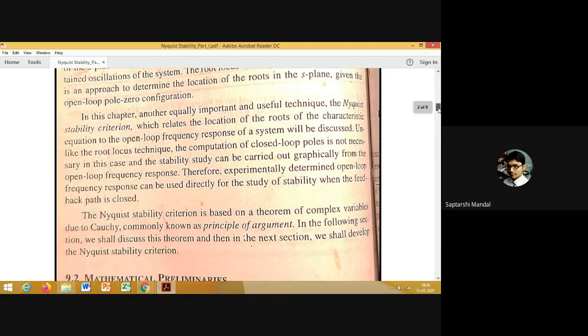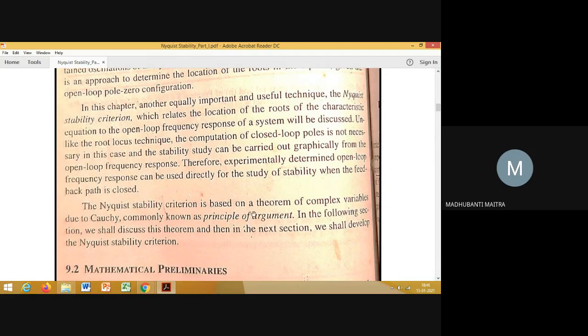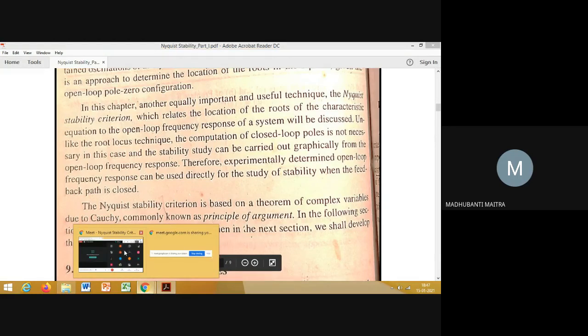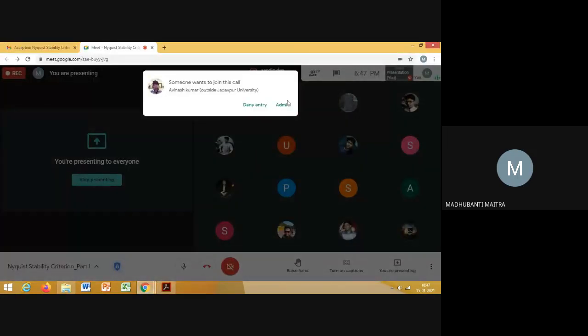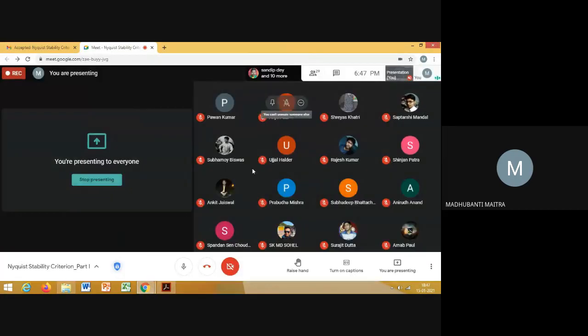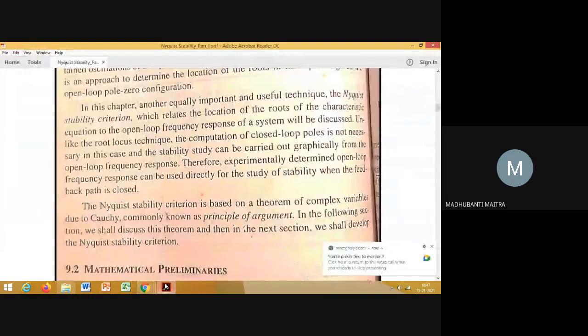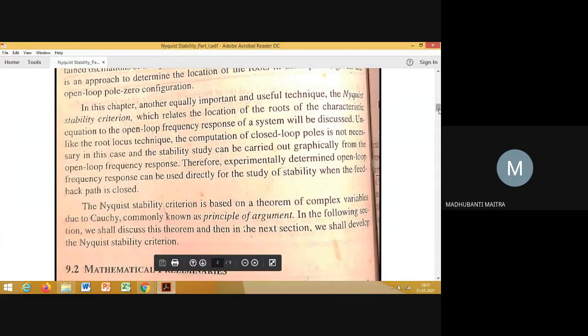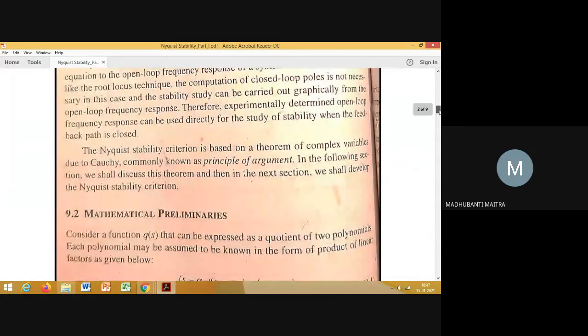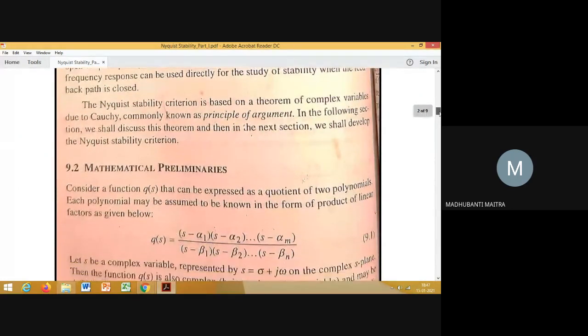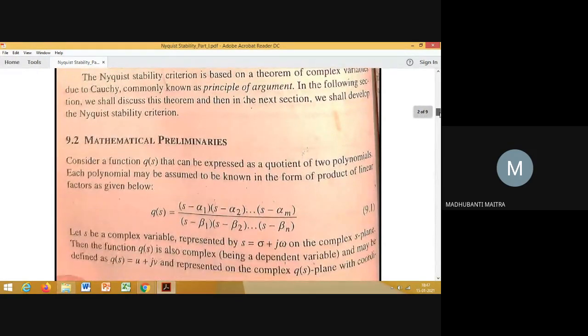Yes, sir. So the Nyquist stability criterion is based on a theorem of complex variable first derived by Cauchy. It's commonly known as the principle of argument. So before we discuss the Nyquist stability criterion, first we'll have to understand what is basically that particular theorem known as the principle of argument. So this is basically the prerequisite or mathematical preliminaries.